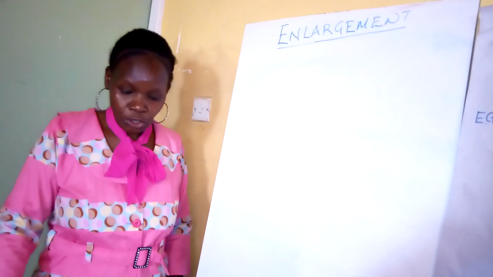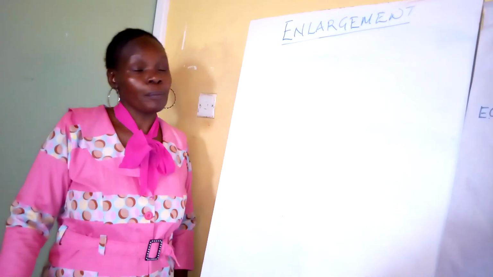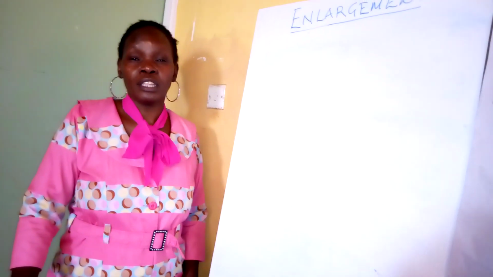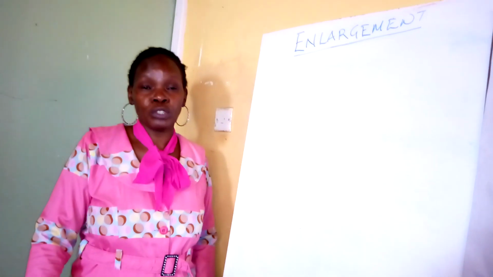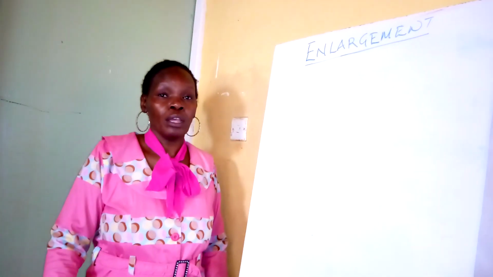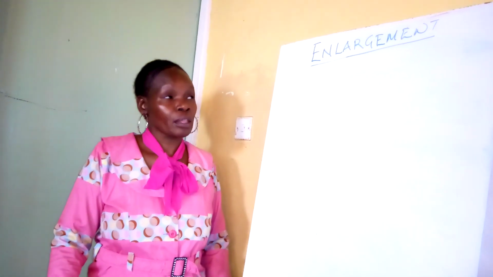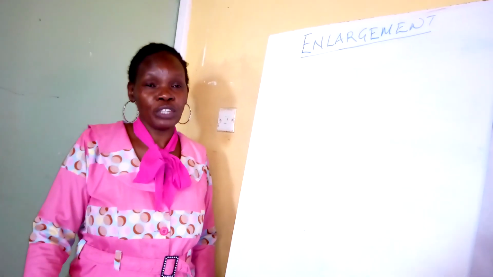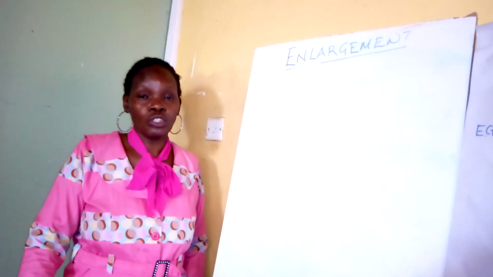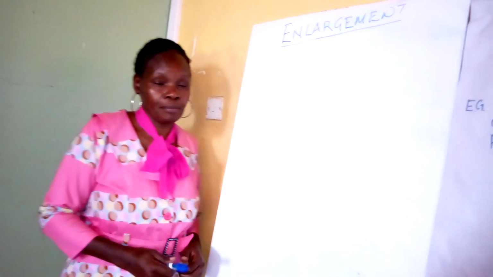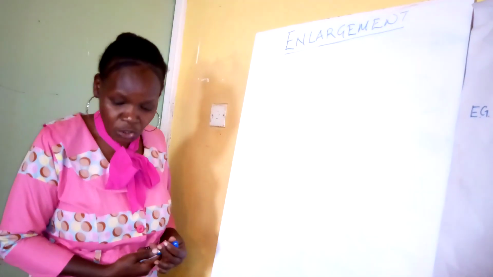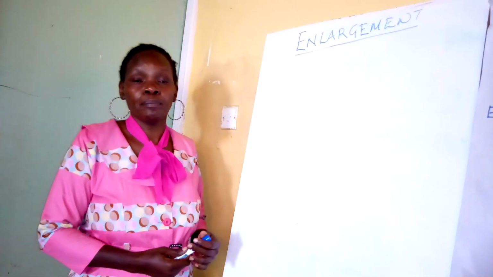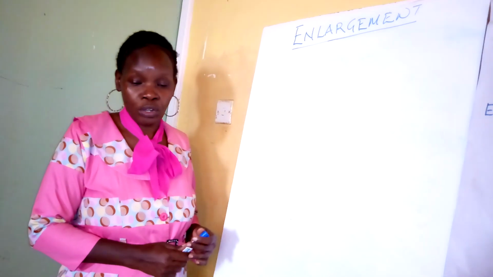Therefore, transformation is a process that can change the shape, the size, the direction, or the position of an object in the image. Under enlargement, the shape of the object and the image remain the same. But what changes is the size. The size may increase or decrease.